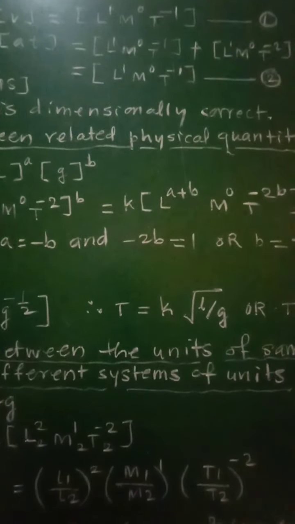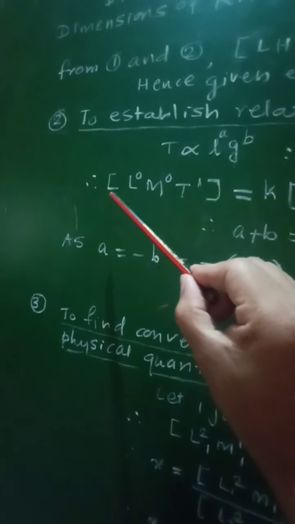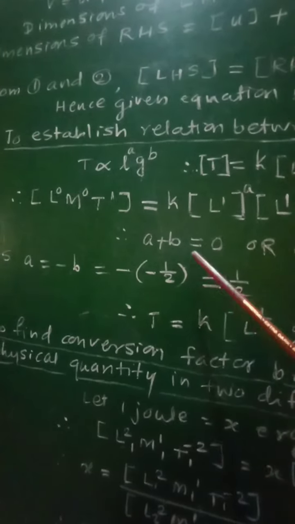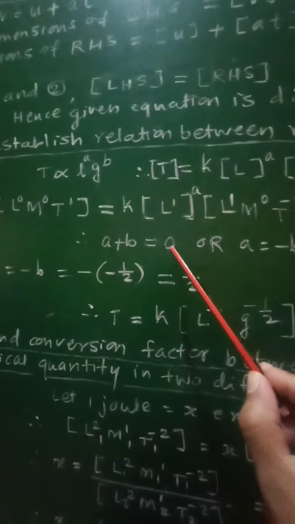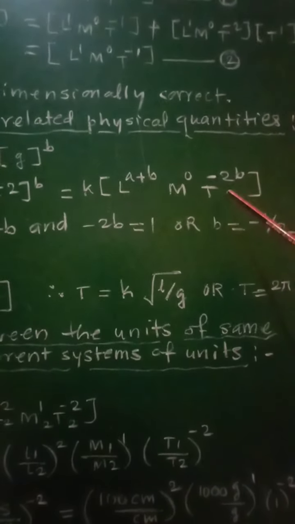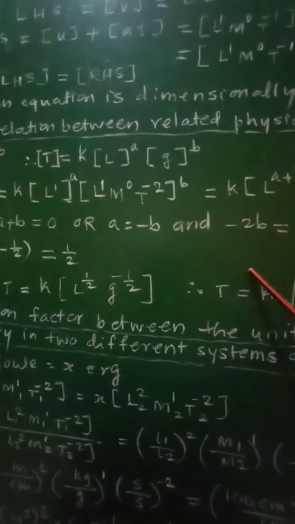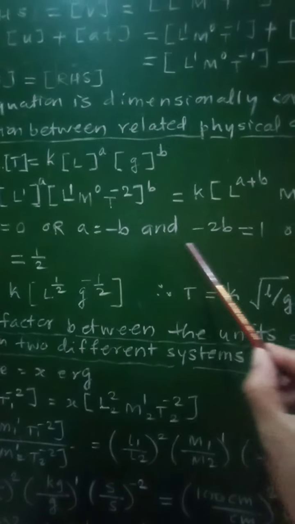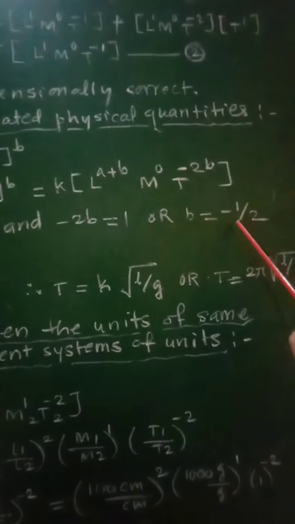Therefore, first of all we will compare the indices of L. Here the index of L is A plus B, and on the left it is 0, and therefore we can write A plus B equal to 0, or shifting that B towards the right, A is equal to minus B. Similarly, comparing the indices of T, here it is minus 2B and here there will be 1, and therefore we can write minus 2B equal to 1, or B will be equal to minus half.